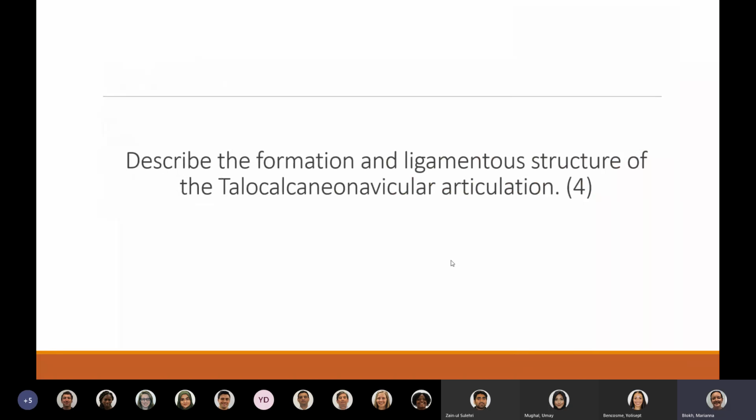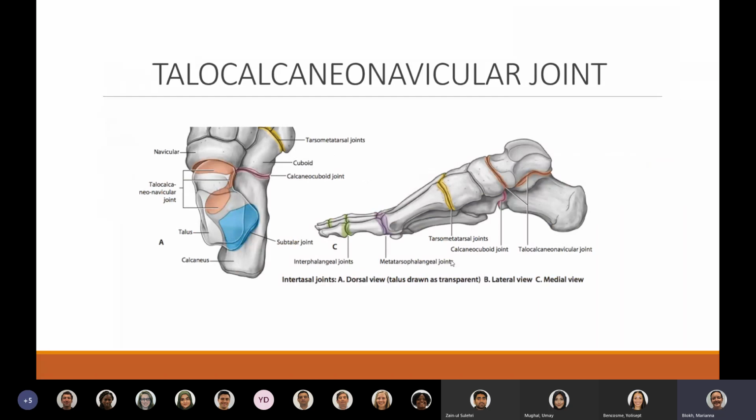Describe the formational ligamentous structure of the talocalcaneonavicular articulation. So basically, we take into account components of the talocalcaneonavicular joint. We're going to talk about the articulations between the talus and the calcaneus, which is your anterior and middle facets, and then also the articulations between the talus and the navicular. Together, they combine into the talocalcaneonavicular joint.